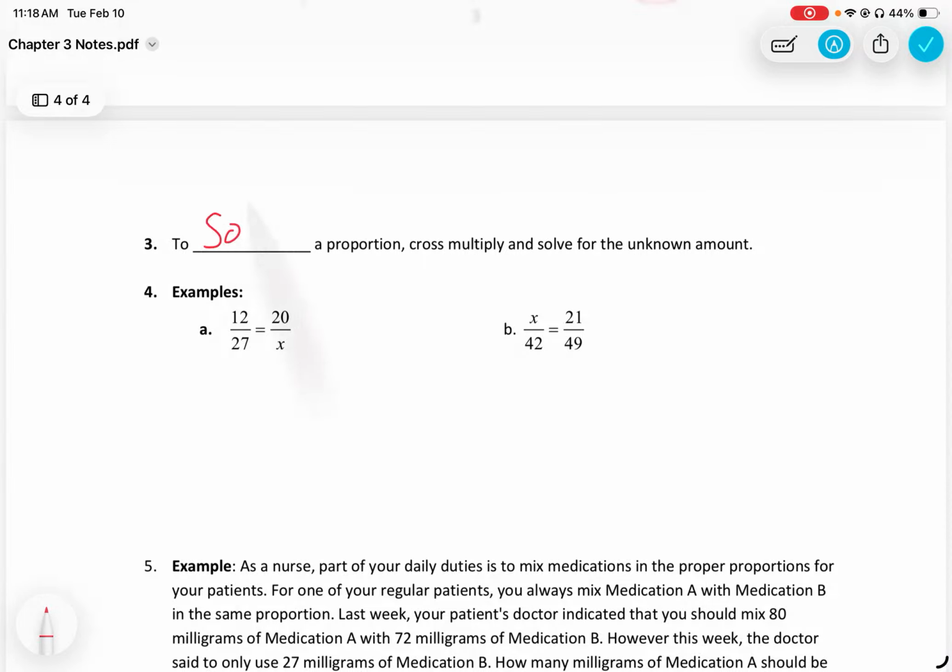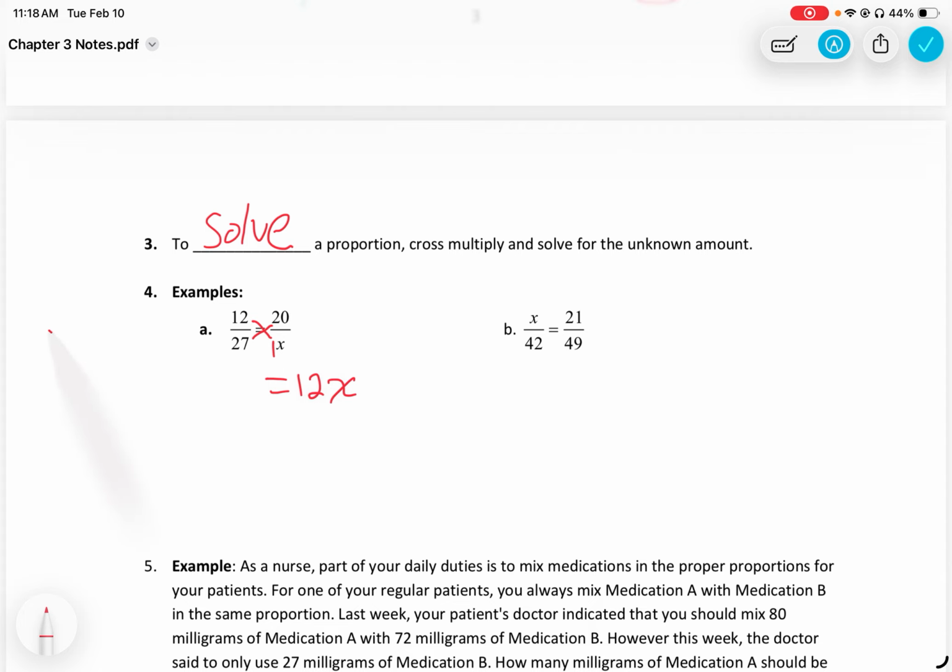So to solve a proportion, that just means one of the fractions is unknown. We don't know what's going on there. So to solve a proportion, we can cross multiply and solve for our unknown amount. So I can cross multiply. 12 times x is 12x. Because I assume there's a 1 out front. 12 times 1 is that 12.